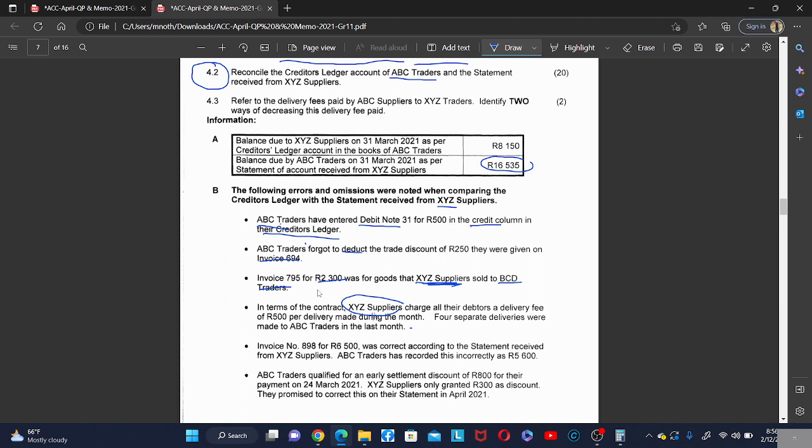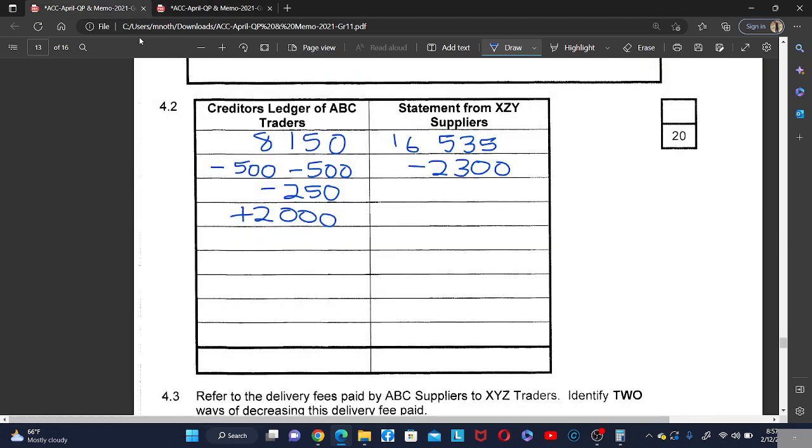So what happened here actually is that they sent the goods to us, and then in their books they recorded that they made 4 deliveries. So they charged us in their statement. But now we have seen in the statement that they have charged us, so now we need to show in our creditors ledger that there is money being added for the delivery vehicles that we are owing.